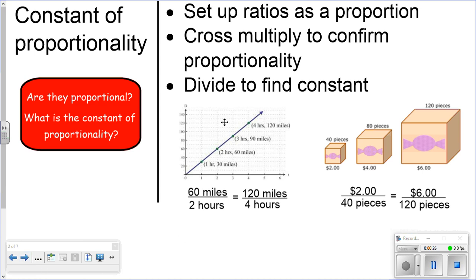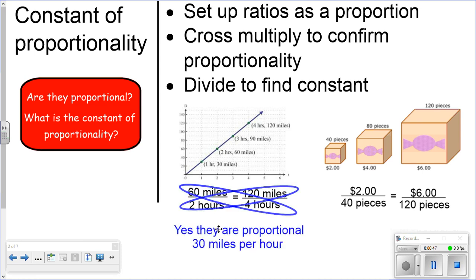So I have an example here of this graph. And I just took 2 points and said 60 miles in 2 hours, that's right here, and 120 miles in 4 hours. So first I have to answer the question, are they proportional? And then if they are, I'm just going to divide to find the constant of proportionality. So I cross multiply, and yes, they are proportional. And my constant of proportionality would be 30 miles per hour.